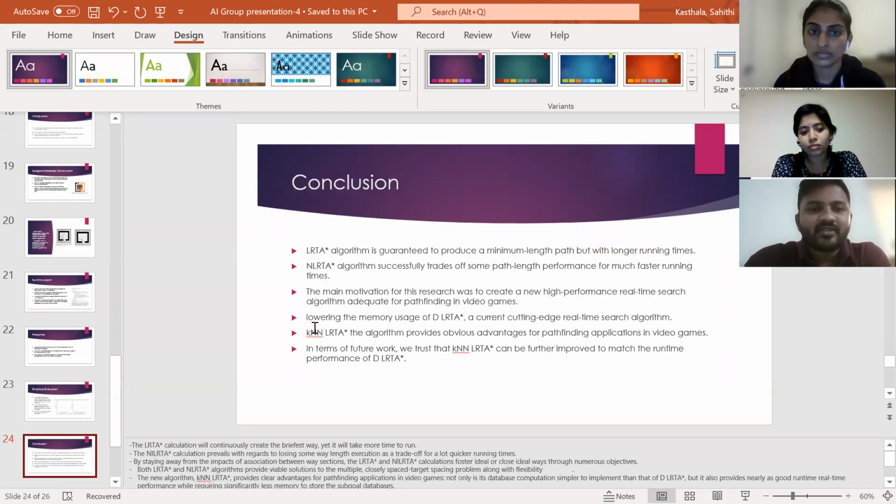To conclude the topic, we can say that the LRTA algorithm is guaranteed to produce a minimum length path, but with longer times. The main motivation for this search was to create a new high-performance real-time search. Both LRTA star and NLRTA star algorithms provide viable solutions to these multiple closely spaced target problems along with flexibility. The new algorithm, KNN LRTA star, provides clear advantages for pathfinding applications in video games. Not only is its database computation similar in implementation to that of dynamic LRTA star, but it also provides nearly as good real-time performance while requiring significantly less memory to store the subgoal database.